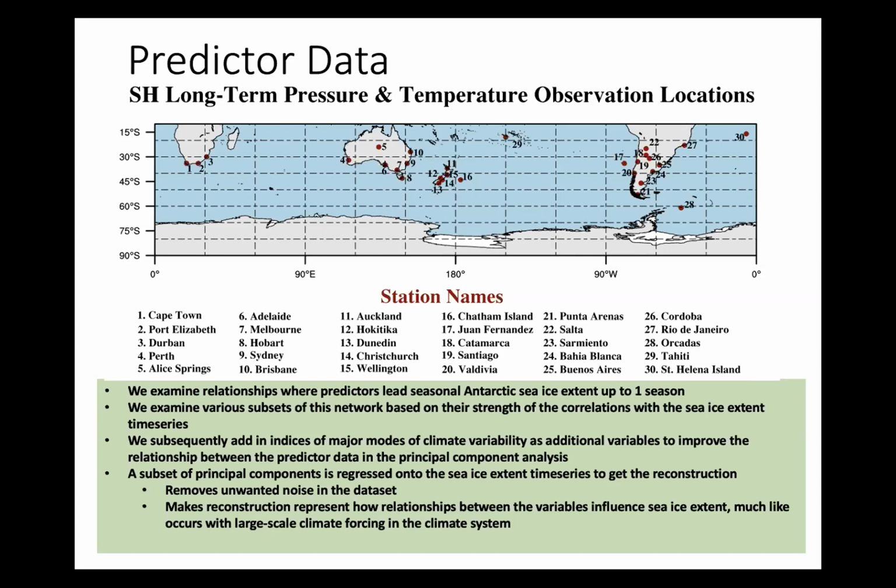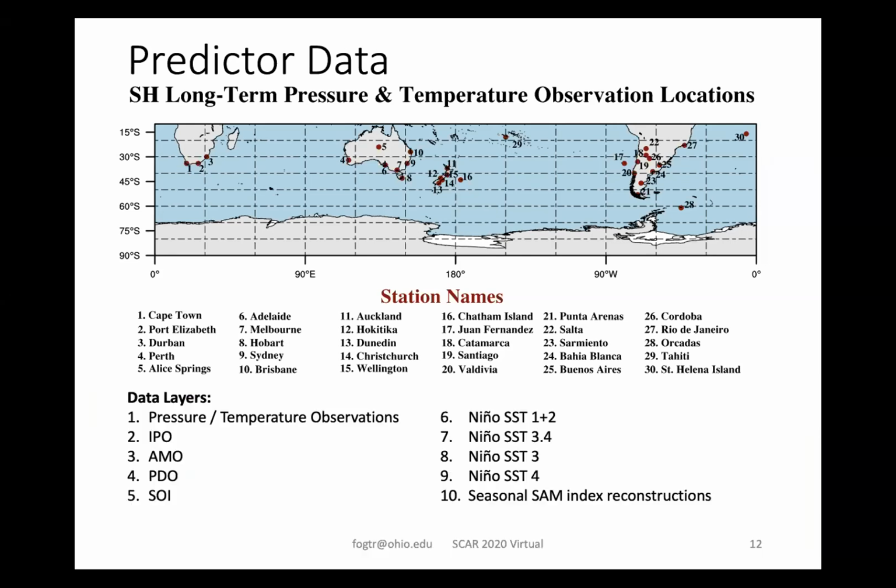We're also not regressing all of the principal components onto the sea ice extent. We're using a subset of those. By doing that, we remove unwanted noise in the data sets and make the reconstruction represent how relationships between these individual variables influence the sea ice extent. And I think this is really how the real world works. It's not like pressure at Hobart makes a strong influence on sea ice in the Ross Sea, for example. It's relationships across large sectors in space and time that influence sea ice extent. The data layers that we add on here beyond temperature and pressure, the climate mode indices, are here in layers 2 through 10.